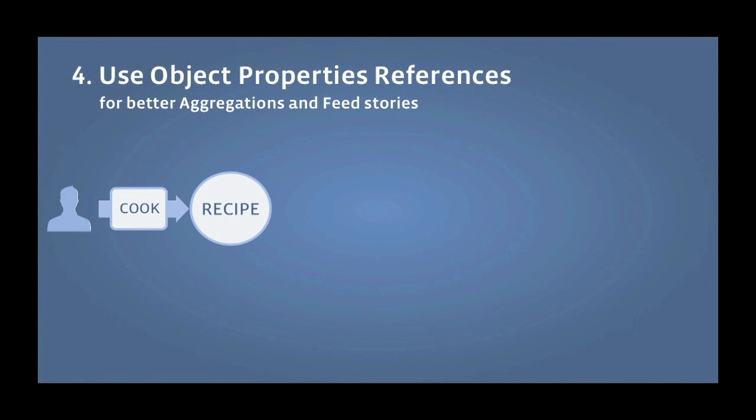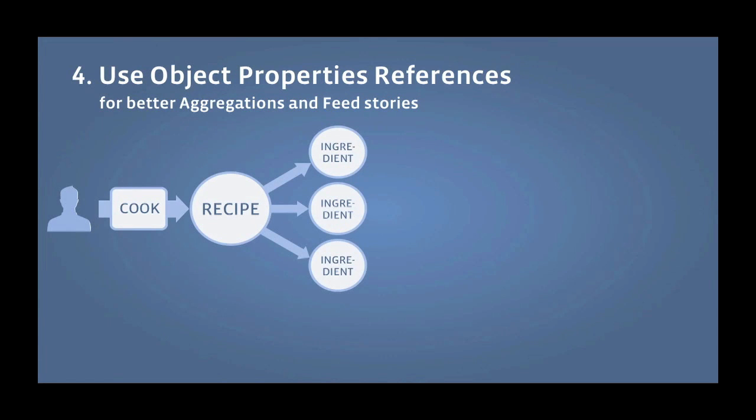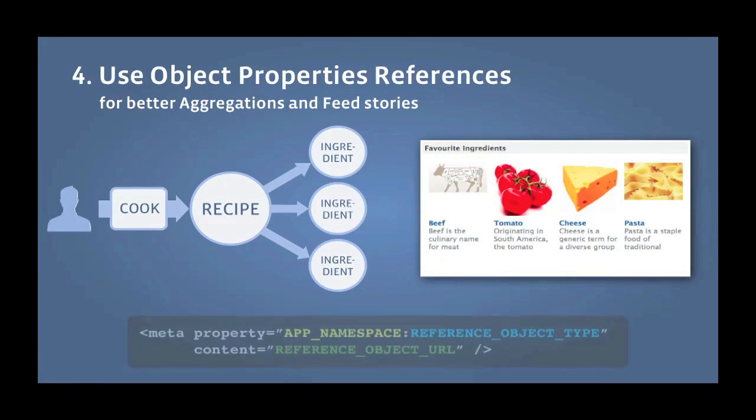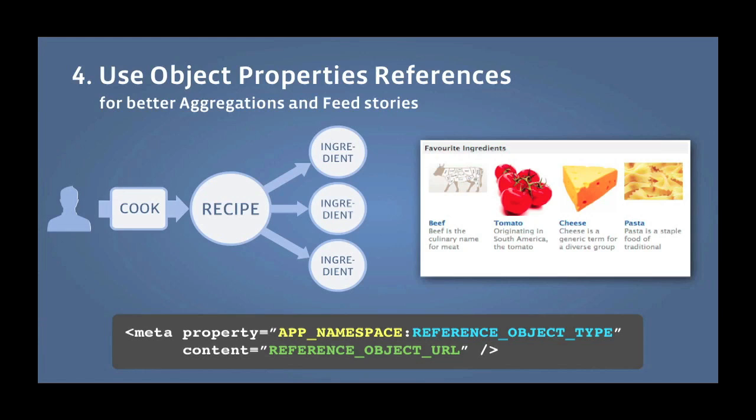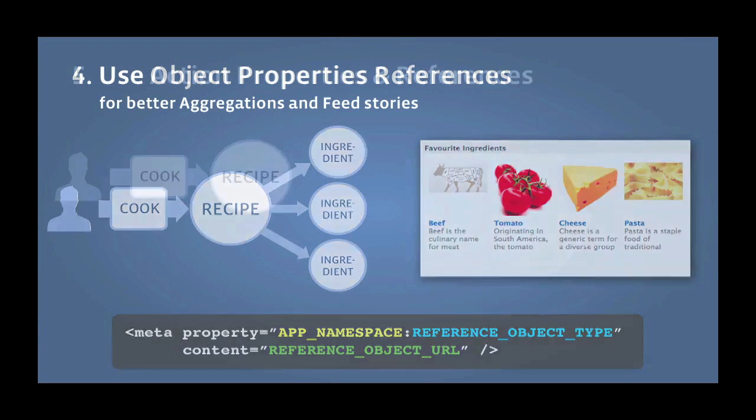Number 4, object references. Object references allow you to link an object to other objects. So here, recipes to ingredients, to add context around the application. And that allows you to do awesome aggregations like favorite ingredients. Not because of the recipes I've cooked, but because of the ingredients in them. Again, that's how Spotify, for example, does my favorite albums, my favorite artists, my favorite playlists. And you do that by adding additional markup to your objects that link them to other objects.